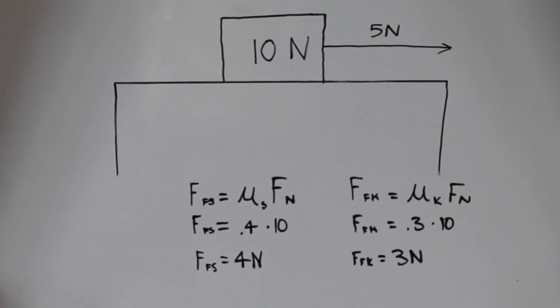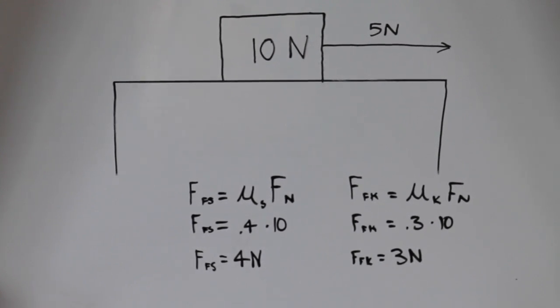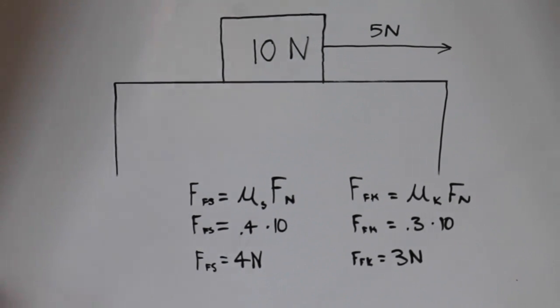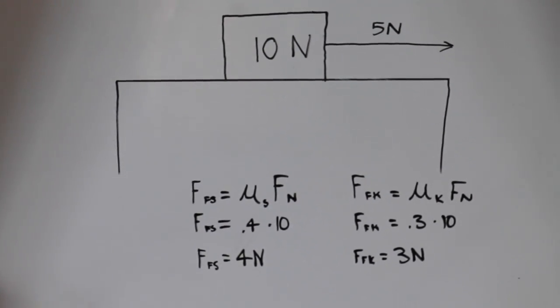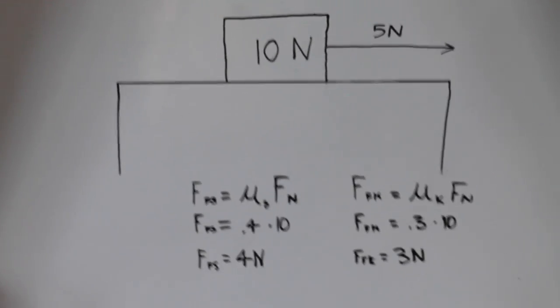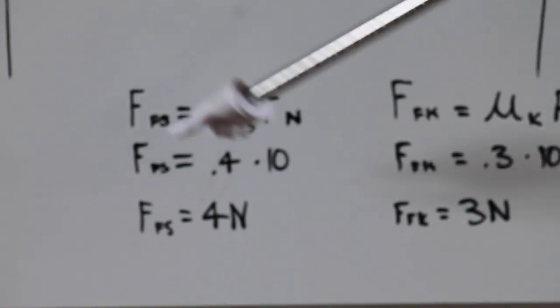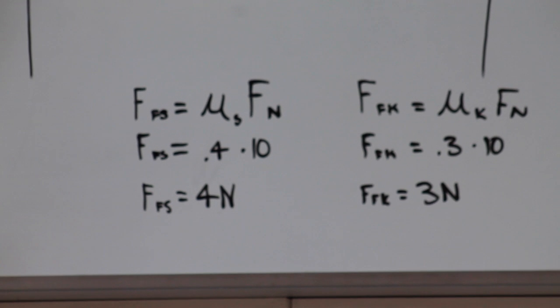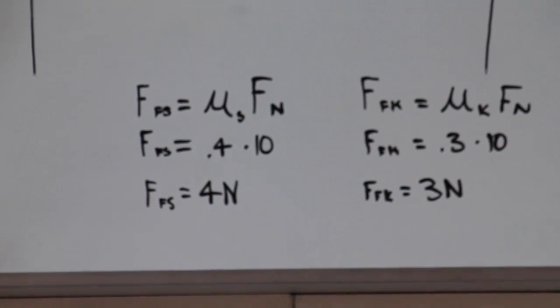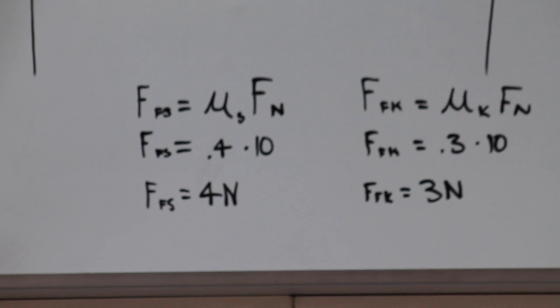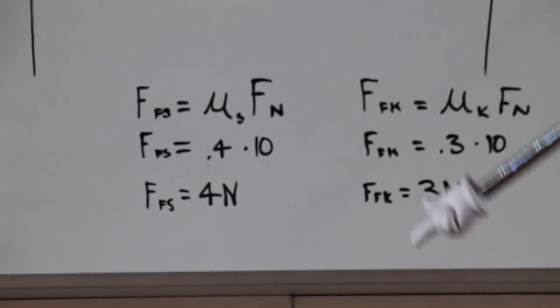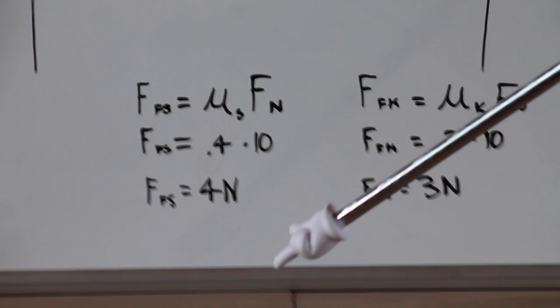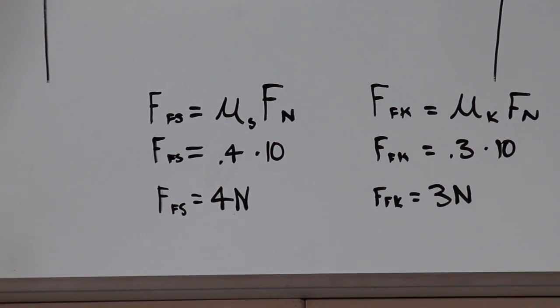So first we have to figure out if the box even moves. When we say that, we think of static friction and how the applied force has to overcome static friction in order to move the system. As you can see here, we set it up where the force of static friction is equal to the coefficient of static friction times normal force. And so we just plug our numbers in. So 0.4 is the coefficient of static friction, and 10 is the normal force, 10 newtons I should say. And we get a static friction force of 4 newtons.